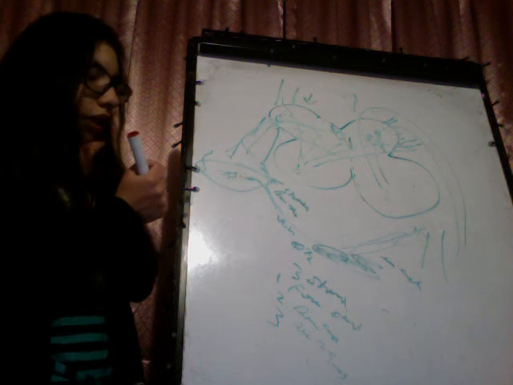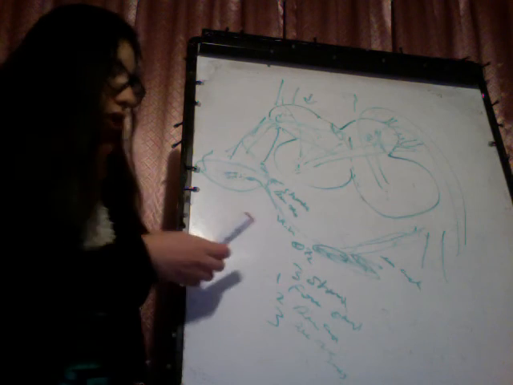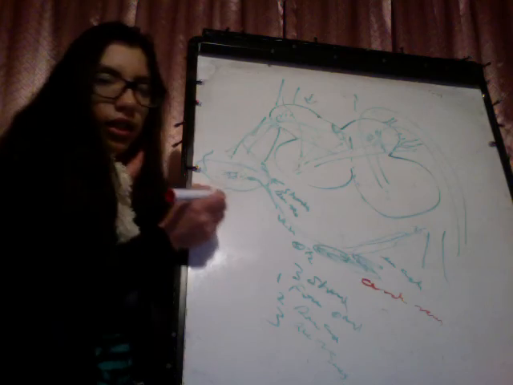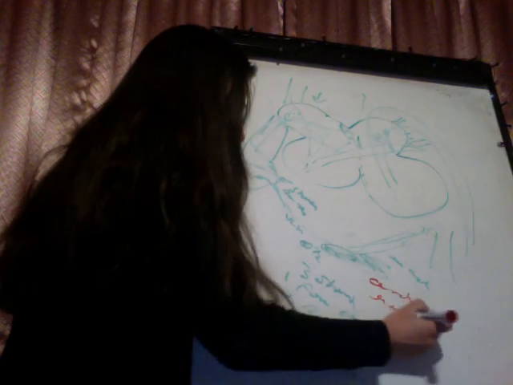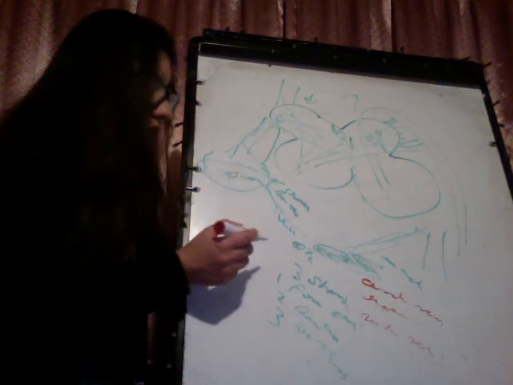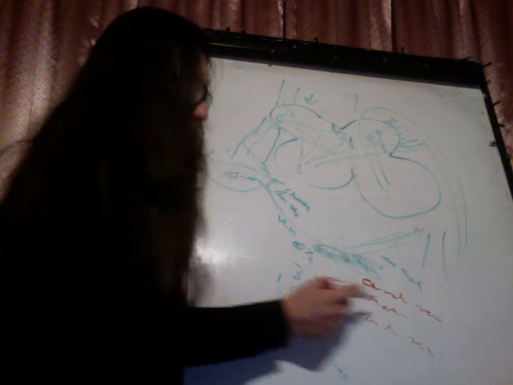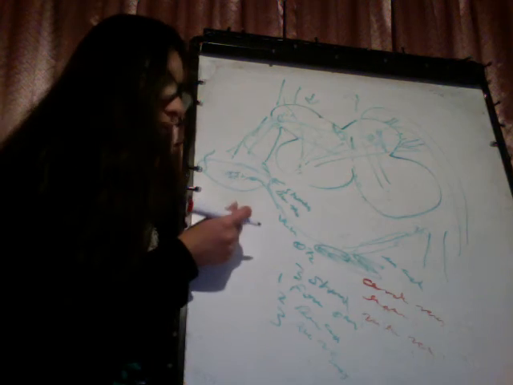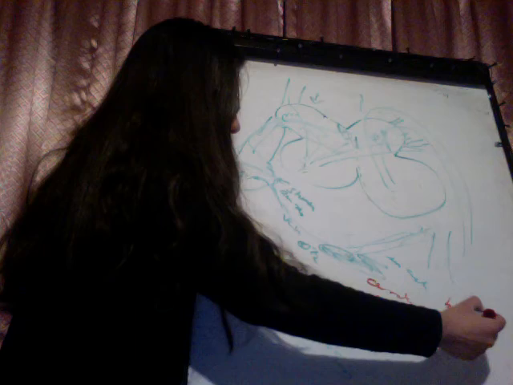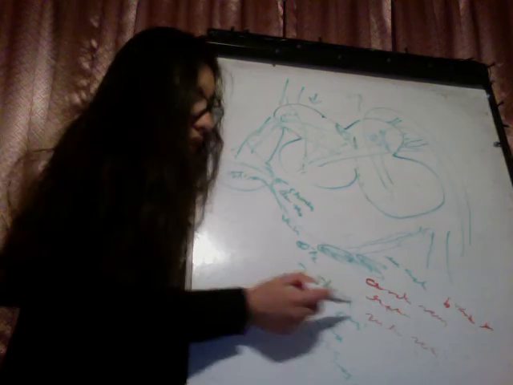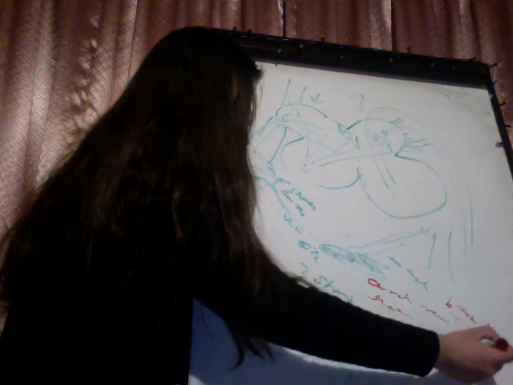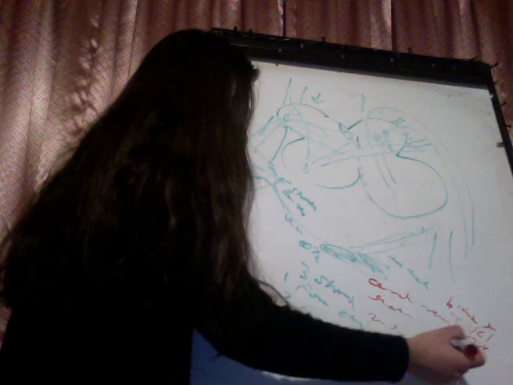Alright, now the derivatives of these vessels: we have cardinal veins, umbilical veins, and vitelline veins. The cardinal veins contribute, at the end, to form the great veins: the brachiocephalic vein, the inferior vena cava, the superior vena cava, renal veins, and azygos vein.